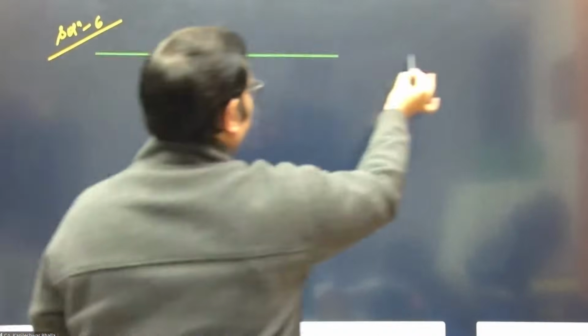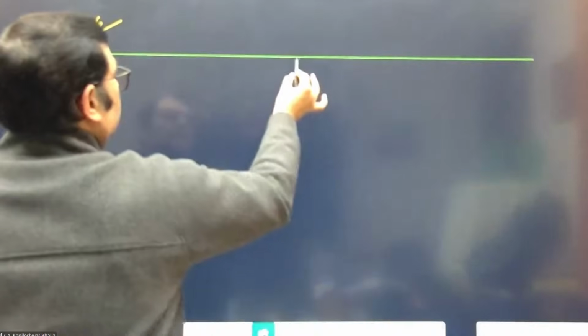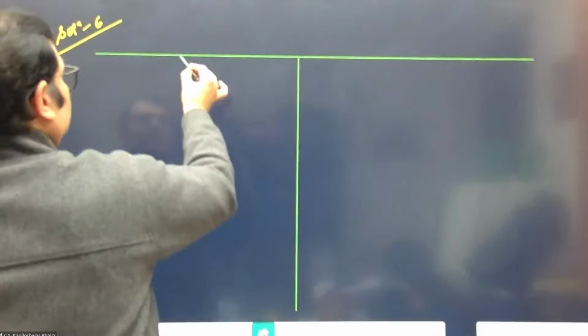Let's see. So question number 6, let's have a look at the solution 6. So we will make a ledger account and then convert. So let's take two subcolumns on the debit and the credit side.